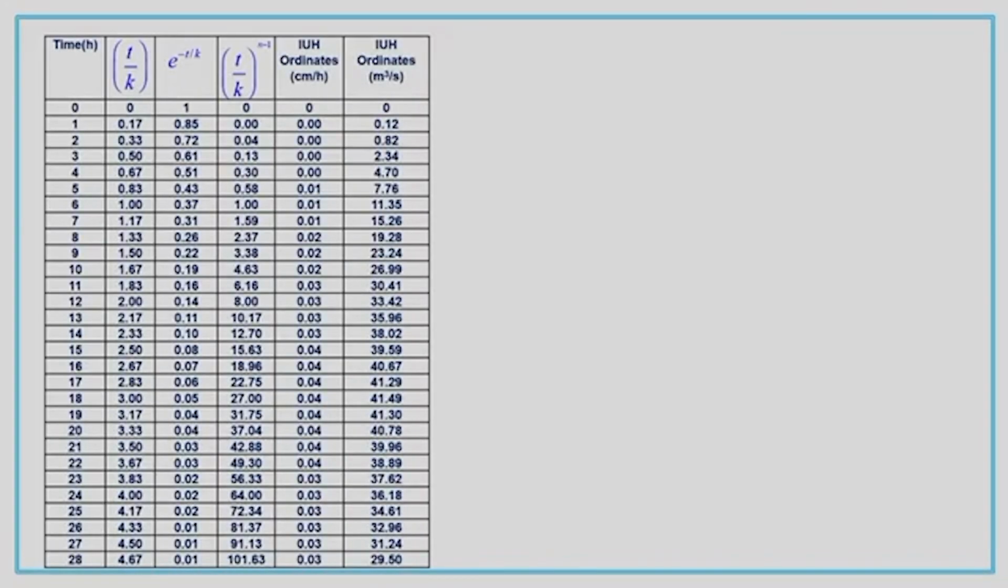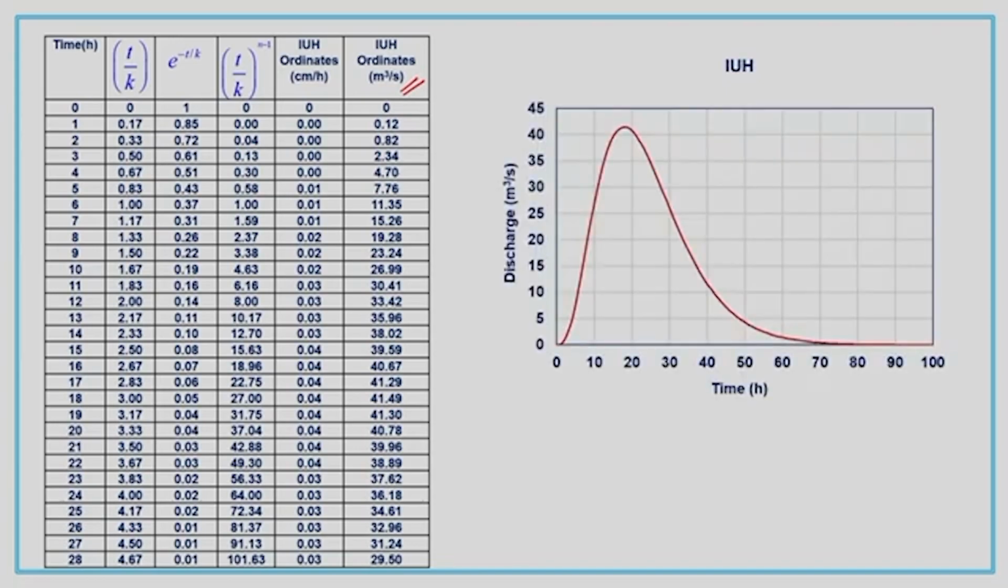But you need to be careful about the units. Here IUH ordinates are in centimeters per hour and area is in kilometer square. All these have to be converted into meters and seconds. Then we will get the IUH ordinates in meter cube per second. So, these are the values corresponding to IUH ordinates in meter cube per second. Now, we can plot the IUH.